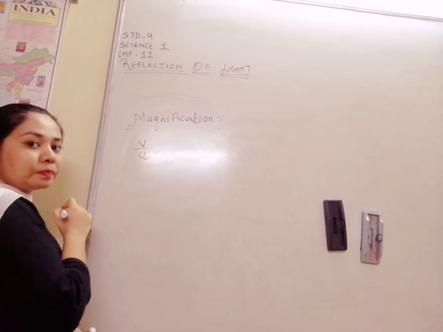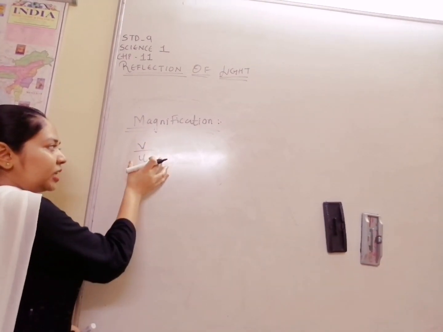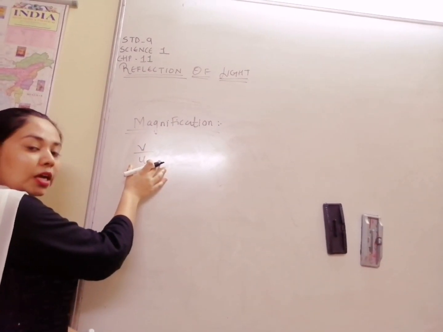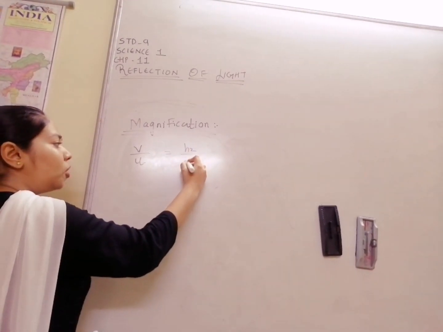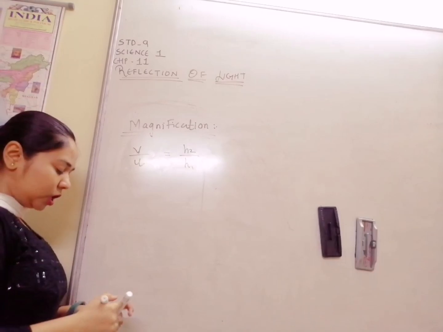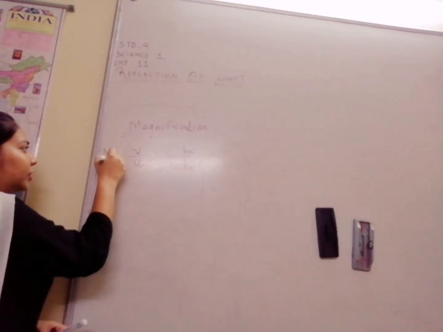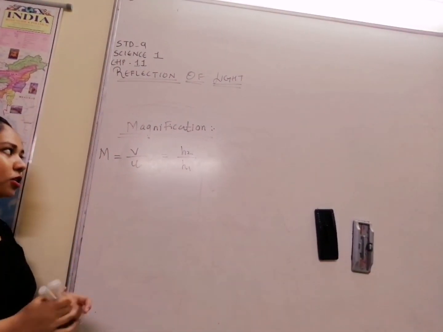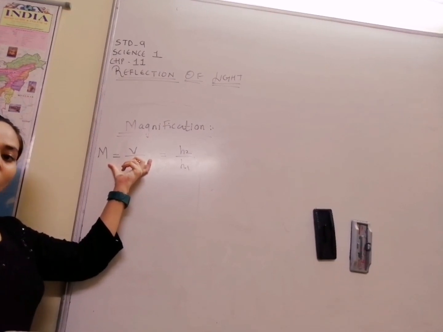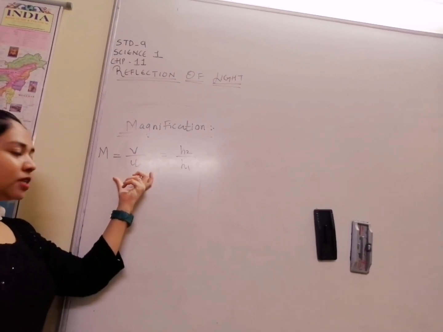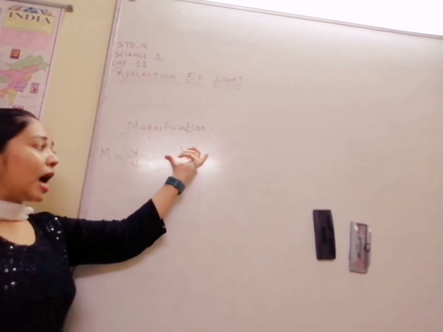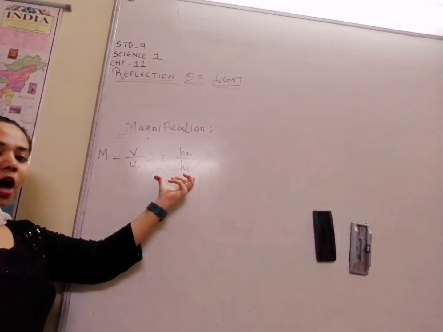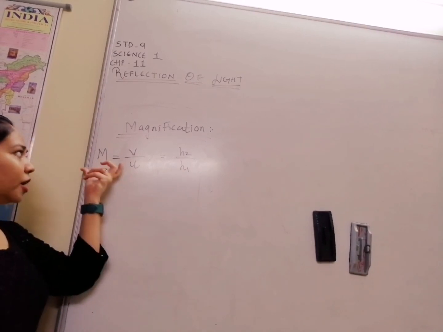Okay, so mirror magnification is nothing but v upon u, that is, distance of the image upon distance of the object, or else it can be height of the image upon height of the object. Okay, both can be used for the magnification formula. Distance of the image upon distance of the object, or height of the image upon height of the object.